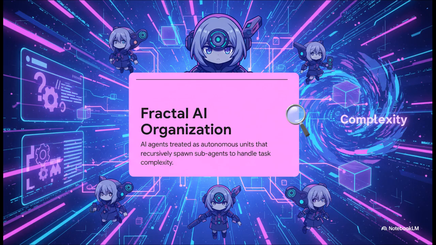So the first piece of the puzzle is this idea of a fractal AI organization. Now, the key word here, the one to really focus on, is recursively. Think of it like a good project manager. When they get a massive project, they don't try to do it all themselves, right? No, they hire and delegate to specialized teams. Well, in this system, an AI agent does the exact same thing. It spawns its own sub-agents to handle complexity, which creates this amazing structure that can scale up or down perfectly to whatever job you throw at it.